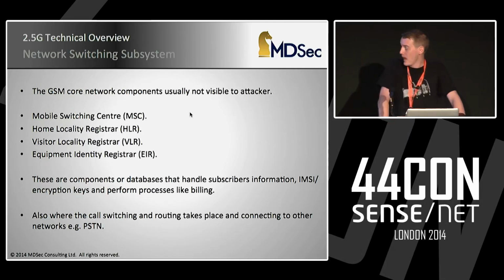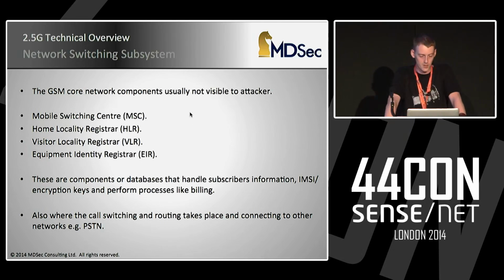So the actual network switching subsystem, which is more of the back-end environment, has network components that are usually not accessible or visible to an attacker. They are the mobile switching center, or MSC, the home location register and visitor location register, which can be looked at as forms of databases, and the equipment identity register, or EIR.